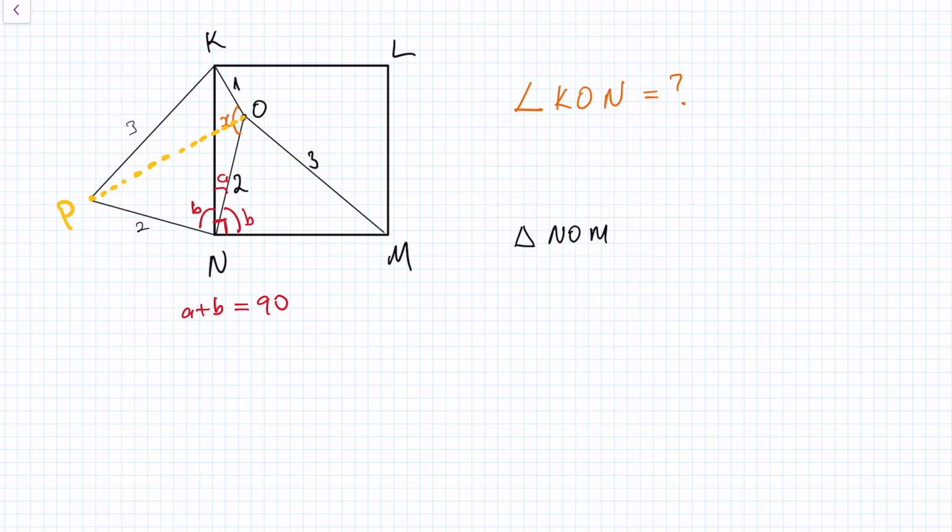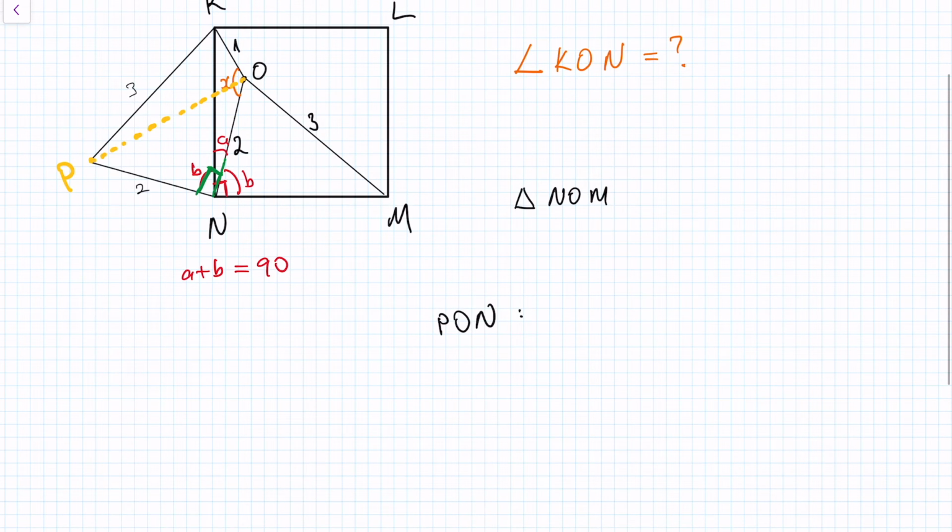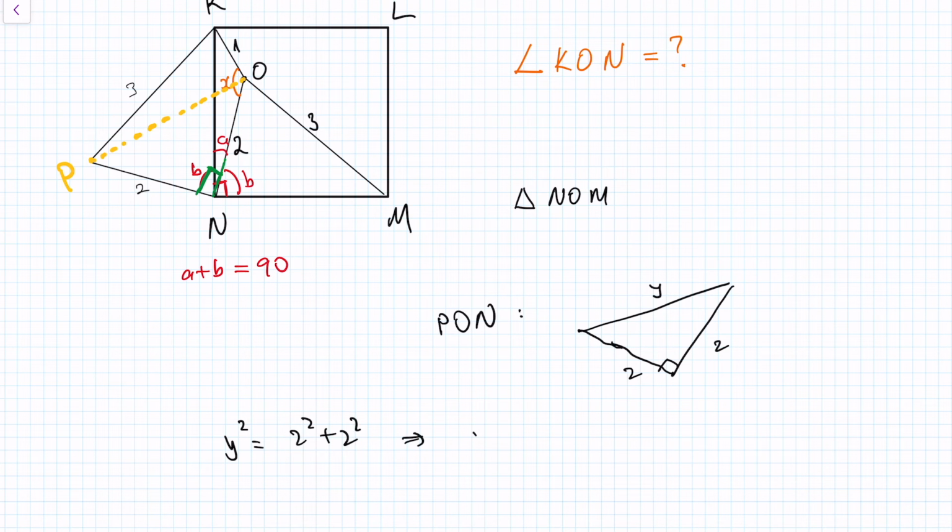But if that's B, then looking at the yellow triangle, this must also equal 90 degrees here, right? Okay, so if you look at the triangle PON, it looks like this. You have 2 and then 90 degrees, another 2, and then the hypotenuse, I'll call it y. So let's work out y squared is equal to 2 squared plus 2 squared. That implies y will give you 2 root 2, isn't it? Because it's square root of 8. So this is 2 root 2.